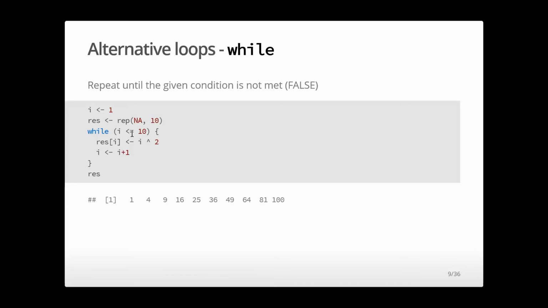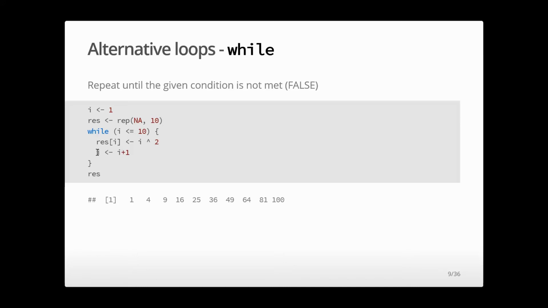What does that last line, i equals i plus 1, mean? So we start with i is 1, okay? It's going to ask, is 1 less than 10? Yes. So now it's going to run this code. The results in position 1 will be 1 squared. And then now i is going to be 1 plus 1. So i is now 2.